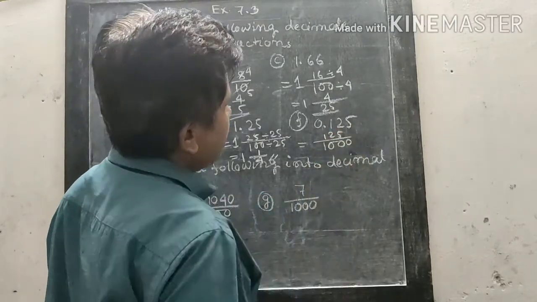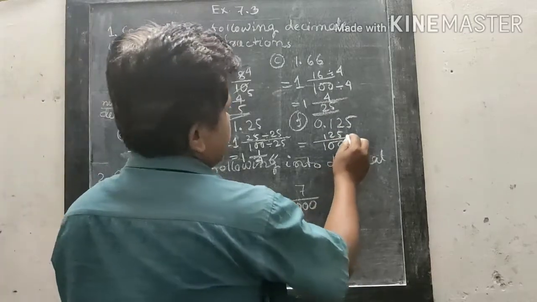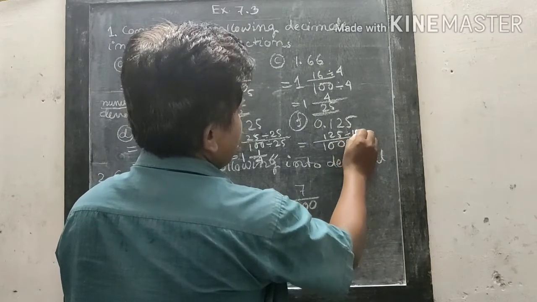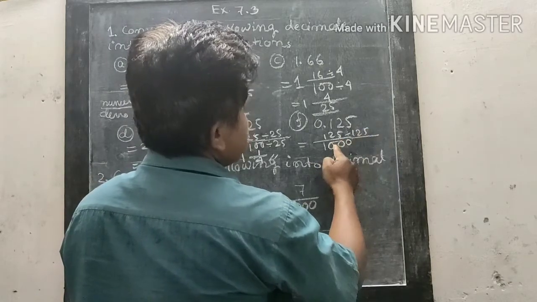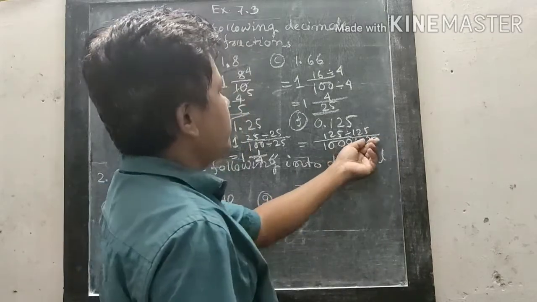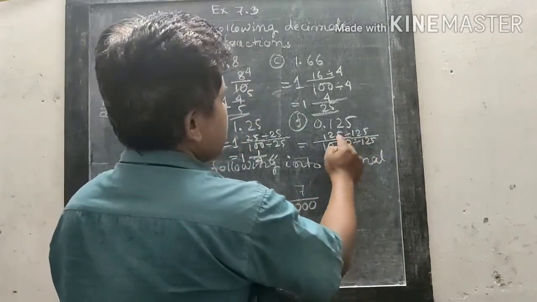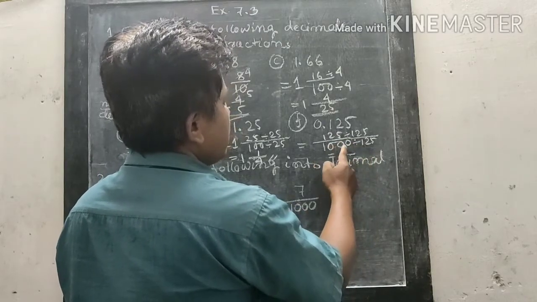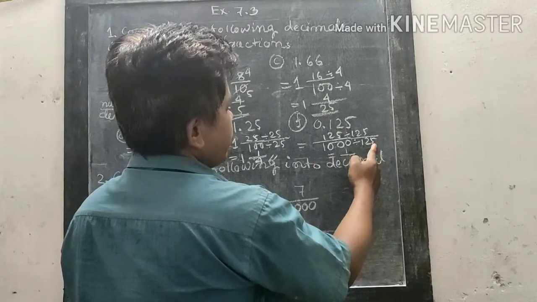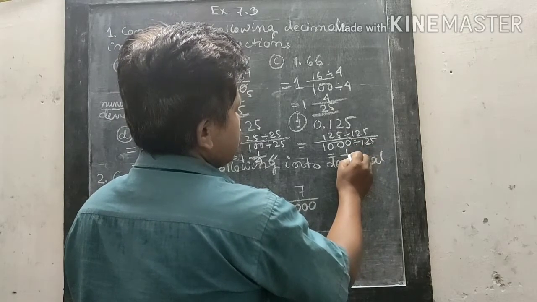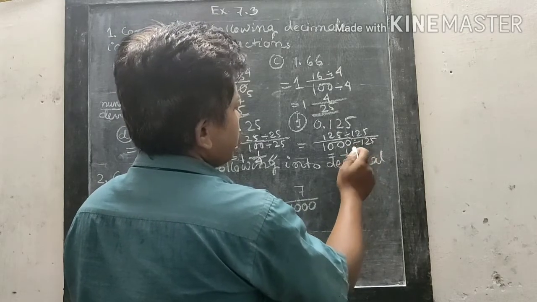Then it has common factors. You can cut it. So 125 divided by 125, we shall have 1. Then 1000 divided by 125, we shall have 8, no? Yes, 8. So 1 by 8.